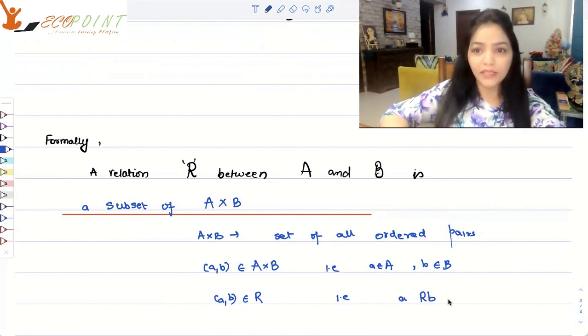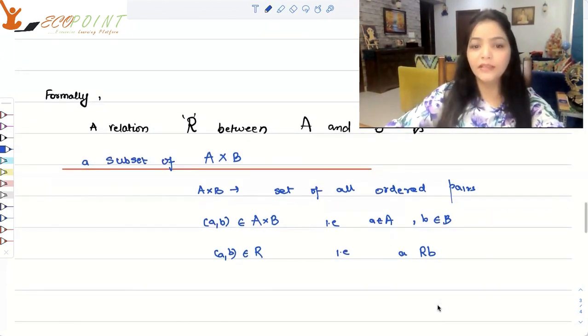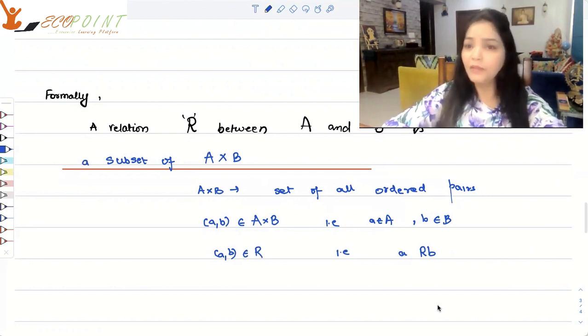For example, in the parent example, saying A is a parent of B is very different from saying B is a parent of A. That won't happen, right? So order matters. That is why R is a set of ordered pairs, and it's a subset of the entire Cartesian product, because it may be equal, but there could be pairs which are not satisfying the relation, and there could be pairs which are satisfying the relation.